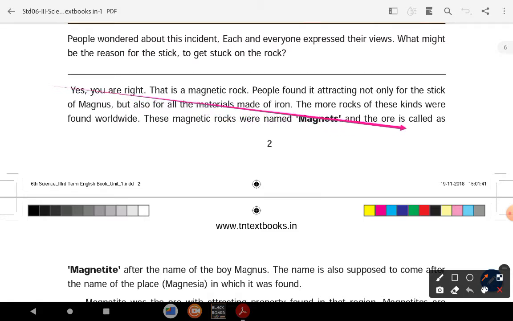And the ore is called as magnetite. Okay, so the rocks were named as magnets, and the ore. Magnet in their language, what is the meaning? Something which is attracting.